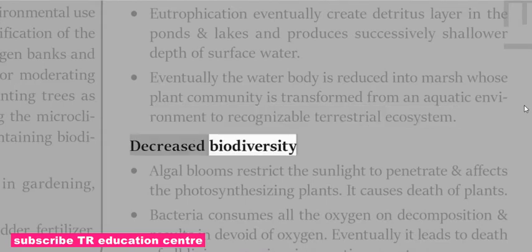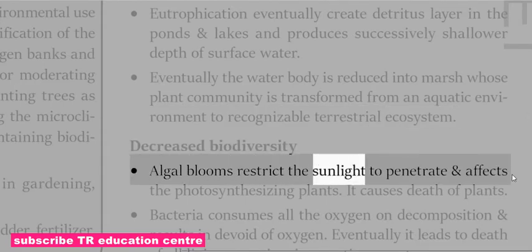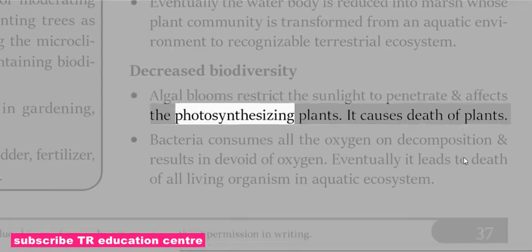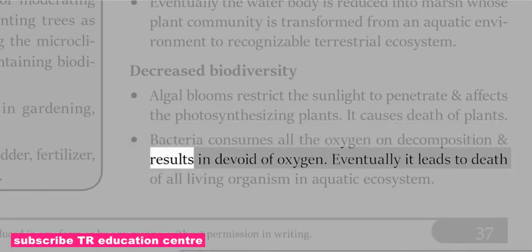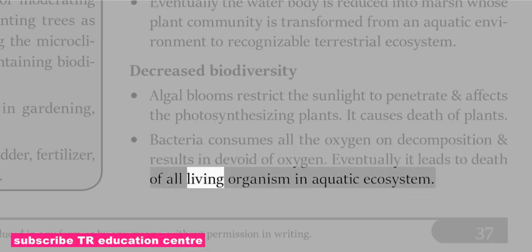Decreased biodiversity: algal blooms restrict the sunlight from penetrating and affect the photosynthesizing plants. It causes death of plants. Bacteria consume all the oxygen on decomposition and result in a condition devoid of oxygen. Eventually it leads to the death of all living organisms in the aquatic ecosystem.